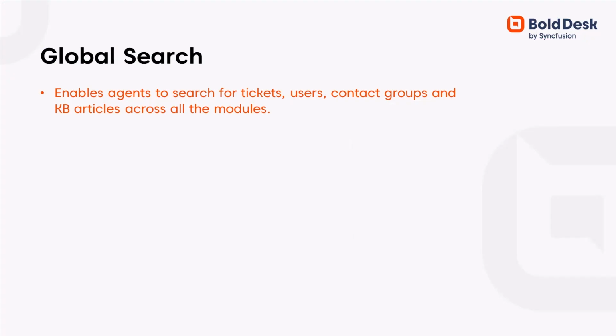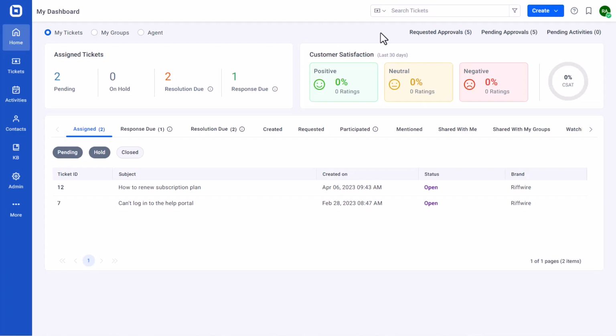The global search option enables agents to search for tickets, users, contact groups, and KB articles in a single search space across all the modules using keywords or values. Let's now see how to use global search in BoldDesk.